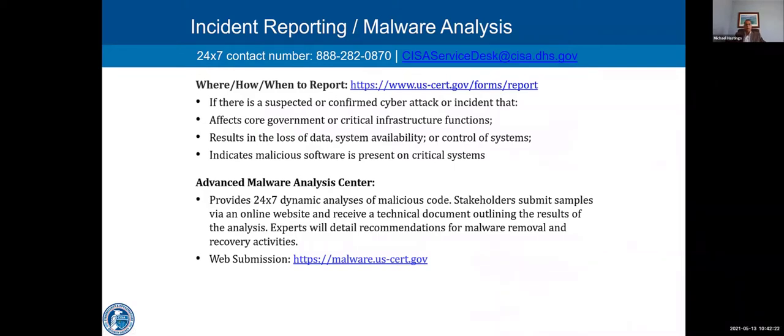And finally, our incident reporting contact. So here is where there's a 24/7 contact number. There's also a website where, you know, where, how, and when to report. If there's a suspected cyber attack, if you have some sort of loss of control of your systems, or you suspect malicious software, here's a number for you to call to contact CISA, and we will come in, provide some resources, and do some assistance to mitigate some of these issues.